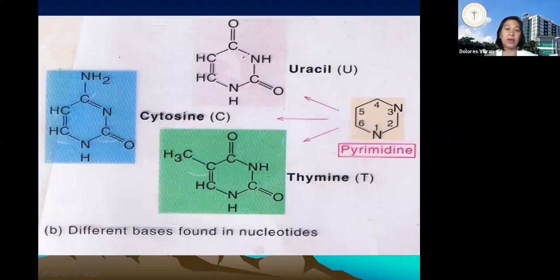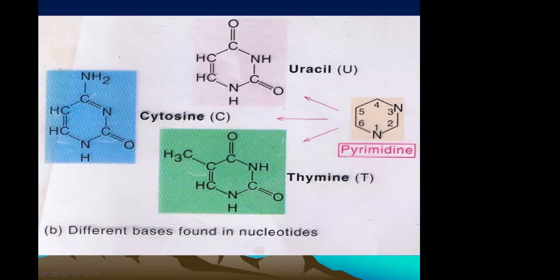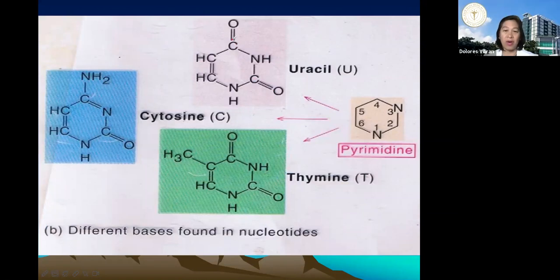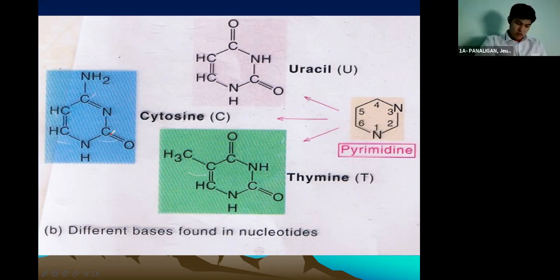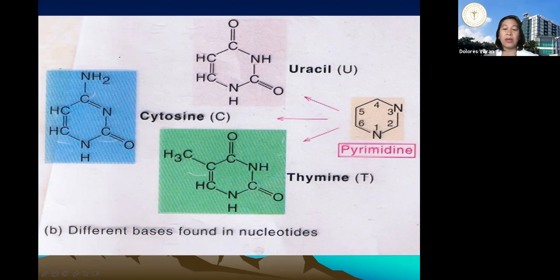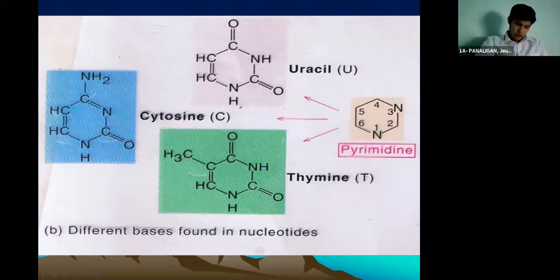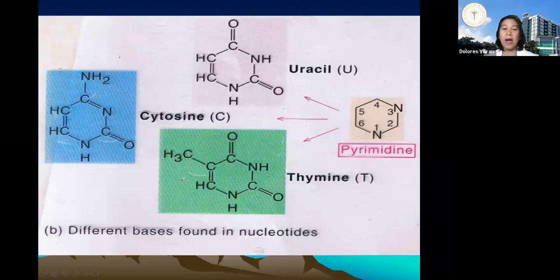First, uracil. Start with uracil. This is the second and the fourth carbon. So what is the chemical name of uracil? 2,4-dioxypyrimidine. Okay? How about cytosine? 2-oxy-4-aminopyrimidine. How about thymine? 2,4-dioxy-5-methylpyrimidine. Okay?